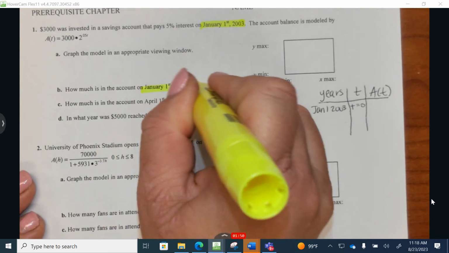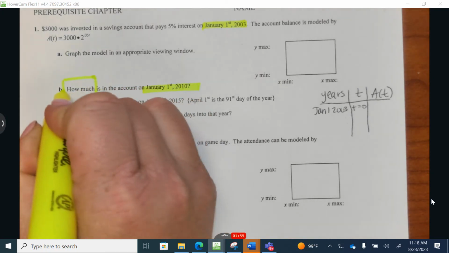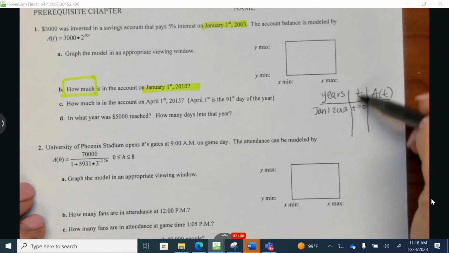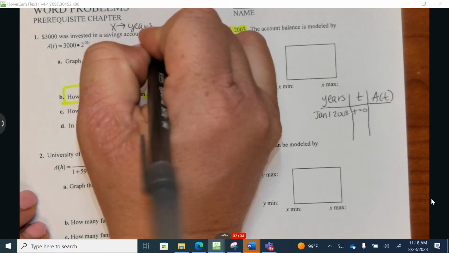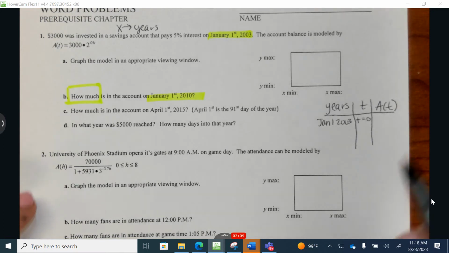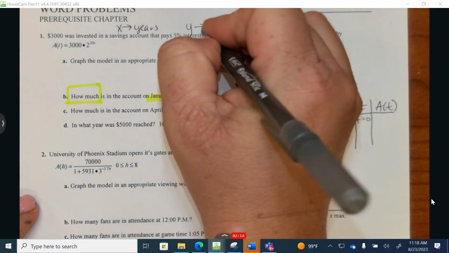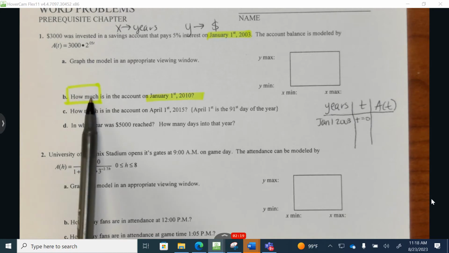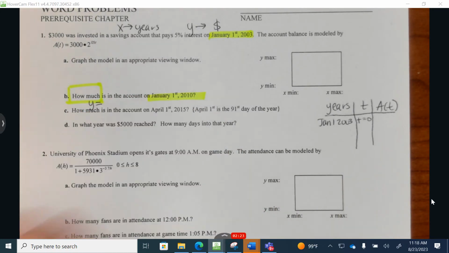I'm given this date, and I actually want you to box in what we're trying to find. How much? Our T value, or on the calculator, the X value is going to be in terms of years. So X is in terms of years. It's T over here, but remember when we plug it into the calculator, it's going to be X. And our Y value, or A of T, is going to be the amount of money. So when it says how much, they're referring to the Y value. This is going to be a Y answer.